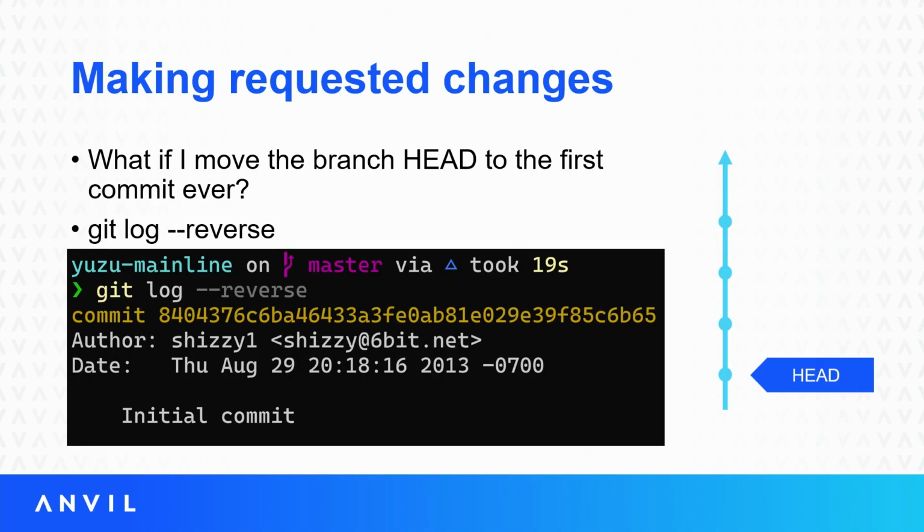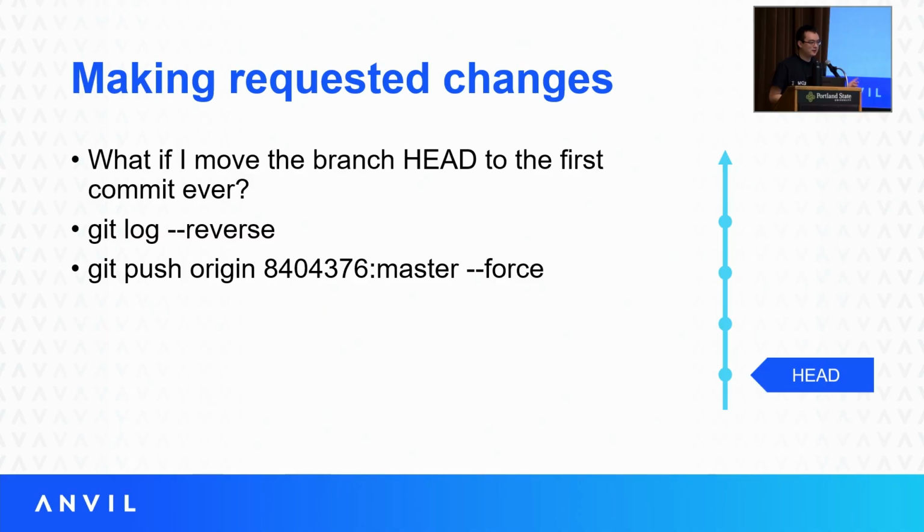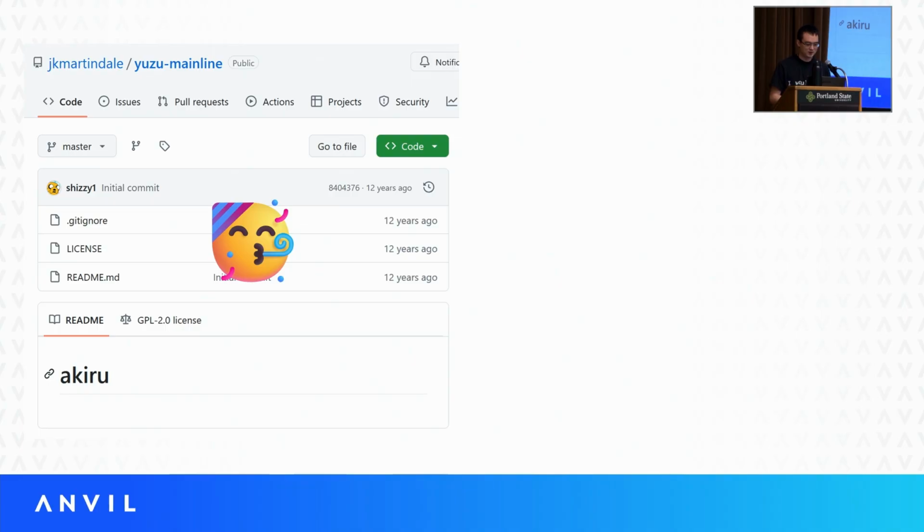Just to find the first commit, I run git log --reverse, I get a commit hash, and then I do the same command as before, basically. I give it the commit hash, :master. I have to add this --force, because normally Git will say this is a terrible idea. Why do you want to do this? Because it's theoretically a destructive action. So yeah, I do that, do a push, and I go to my fork, and there we go. There's just the README, nothing else.